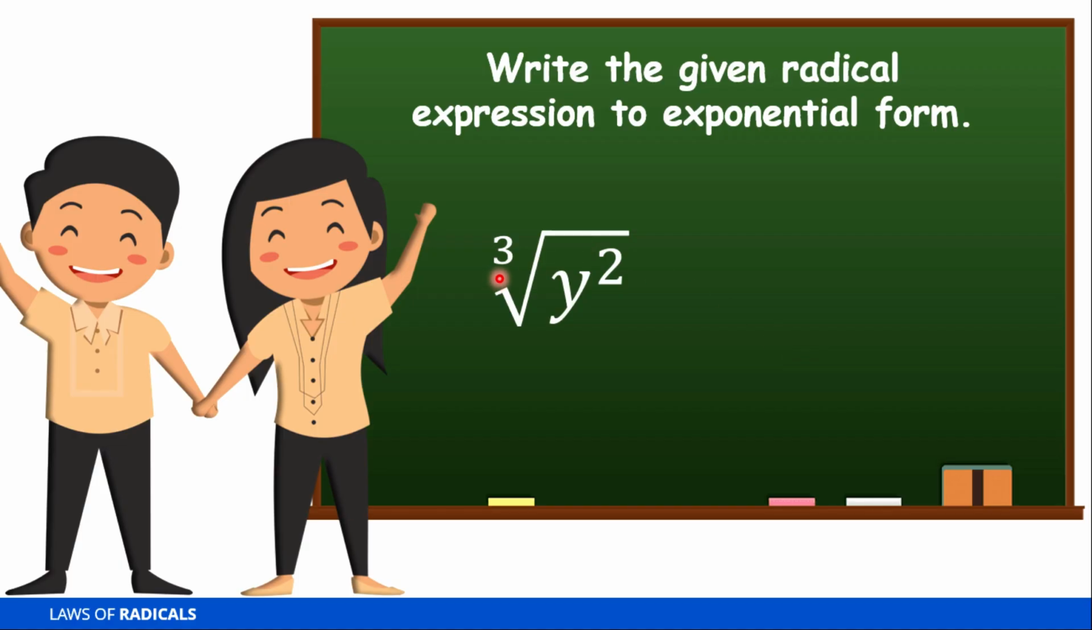So, if we have here cube root of y squared, kapag itatransform natin ito into exponential form, it will become y to the 2/3 power. Meaning, yung ating exponent ng y ay nasa numerator and then yung ating index na 3 ay nasa denominator na ng ating rational exponent. So, those are simple examples of writing radical expression to exponential form and vice versa.